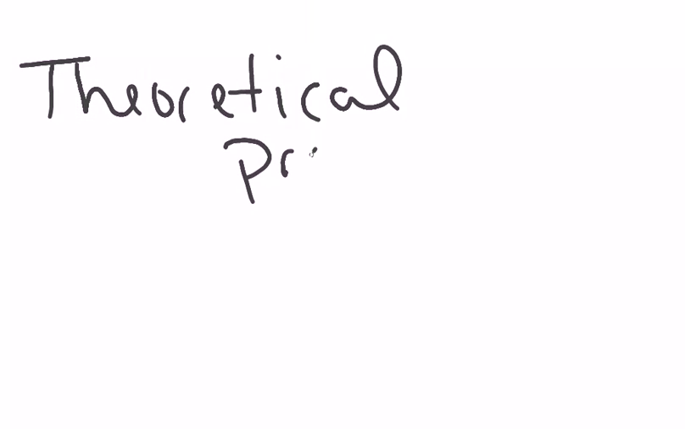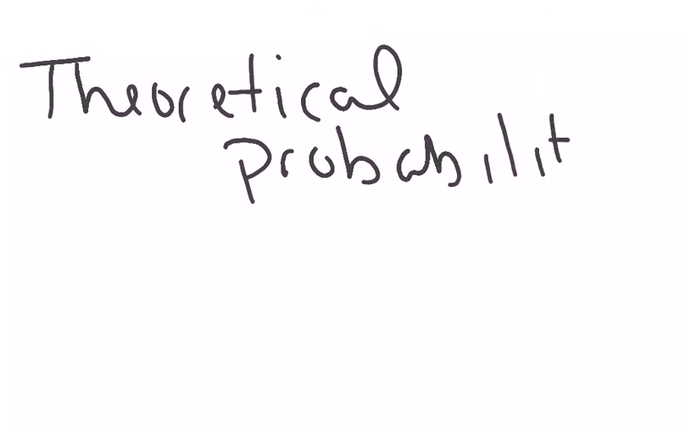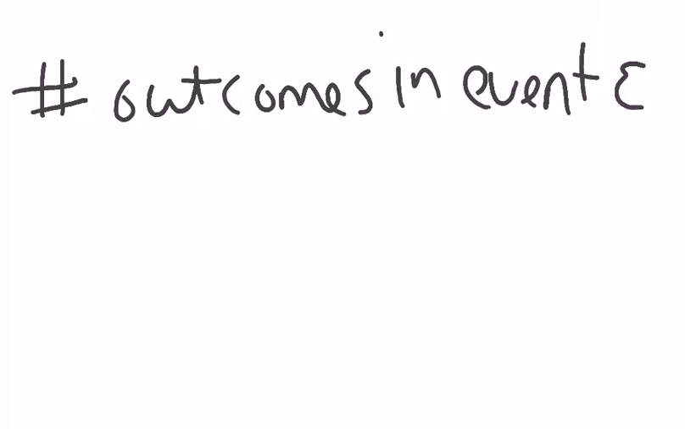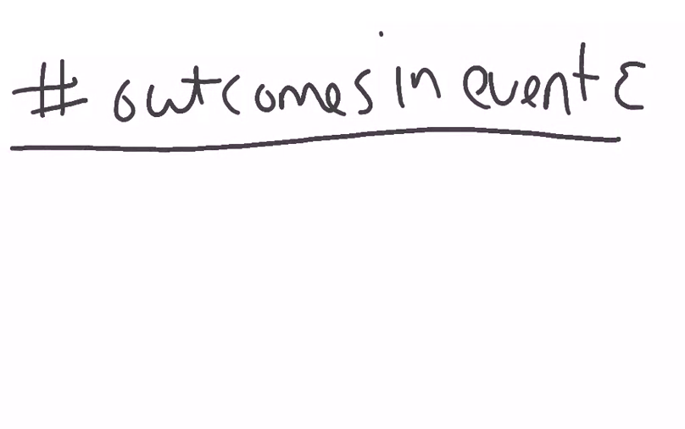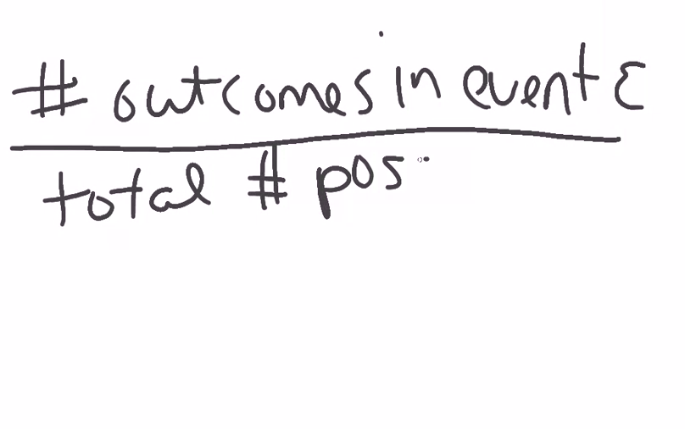The first one is theoretical. So this is what should happen. Probability. Just based on how things actually work, this is what should happen. So to find the theoretical probability, we take the number of outcomes in the event, E, and divide that by the total number of possible outcomes.